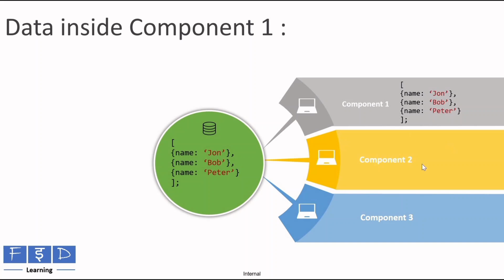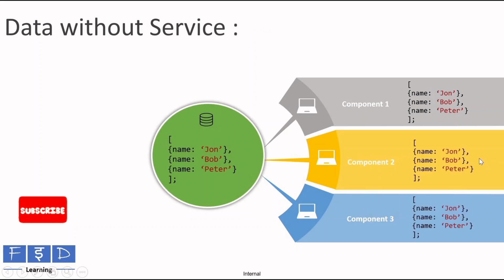But if I want the same data inside component 1, component 2 and component 3, then if I copy this data and paste it inside components 2 and 3 like this, this is not a good practice. Why? Because I am repeating this code in 3 different components. I am increasing the number of lines of code and I am not taking the benefit of reusability.